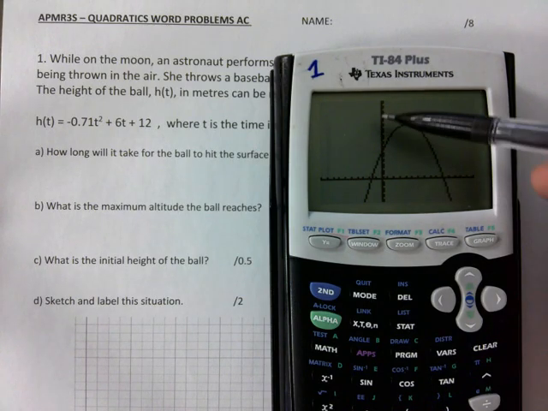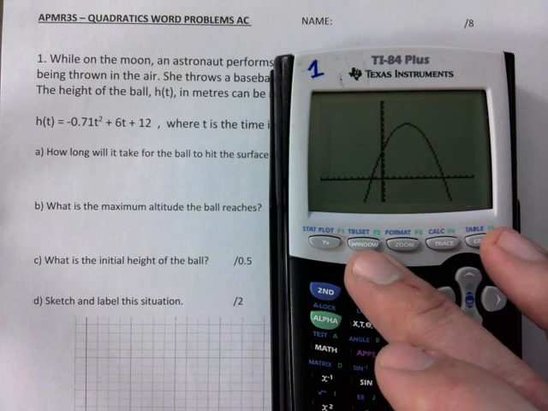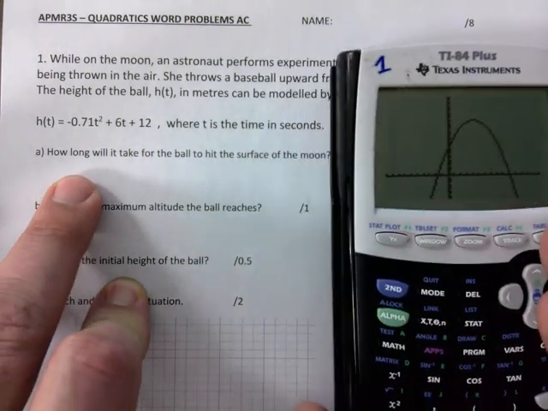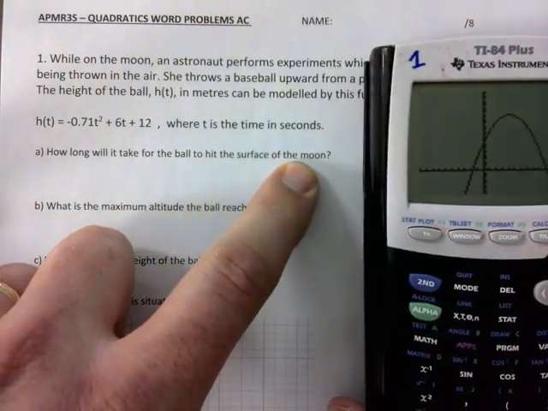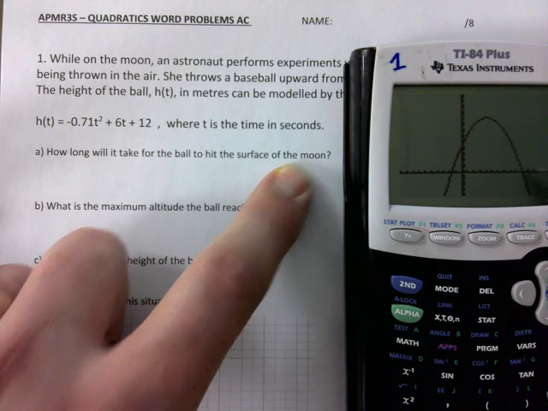And remember, this is a word problem, so we're restricted to quadrant 1. We can only have positive time. And the implication is that when it hits the ground, the model stops, right? And the question says, how long will it take for the ball to hit the surface of the moon? So it's launched, and then it hits the ground right here at the x-intercept.